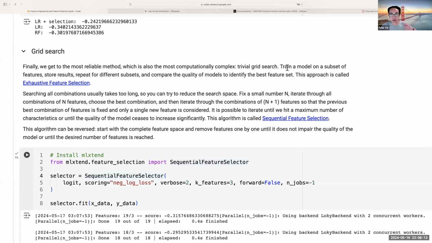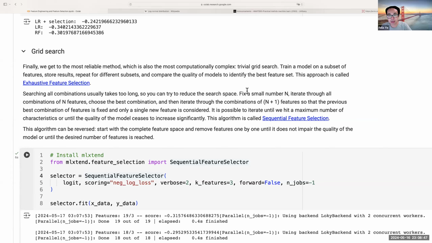So what we do is we train a model on a subset of features, store those results, and repeat with a different subset, and compare the quality of the models to find out the best feature set. This is basically like an exhaustive feature selection, so this is the most expensive one. But usually searching all these combinations will take too long, because there is an exponential number of combinations. So you need to try to reduce this search space.